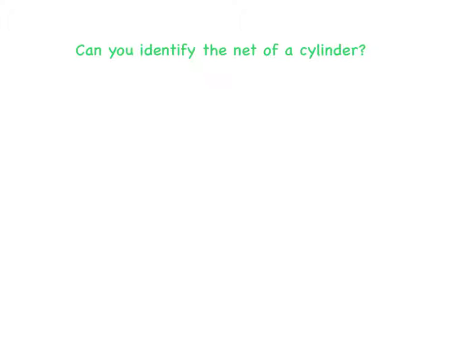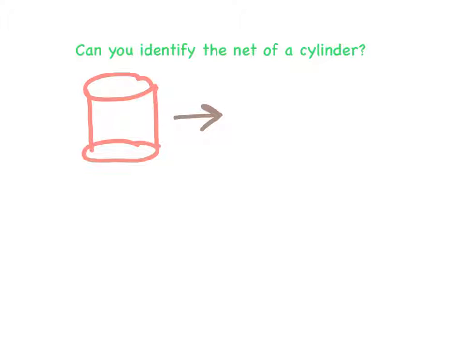So lastly, you're going to need to know how to identify the net of a cylinder, or how to identify the correct net of a cylinder. So let's just draw a cylinder real quick, and then we'll get started on that. So when we took our label off the soup can, remember that I said that label, when you flatten it out, which is the same thing as making a net, is going to be a rectangle.